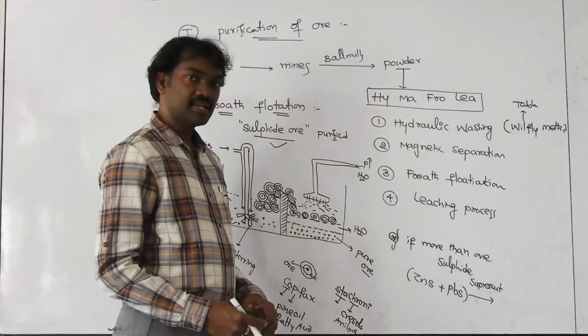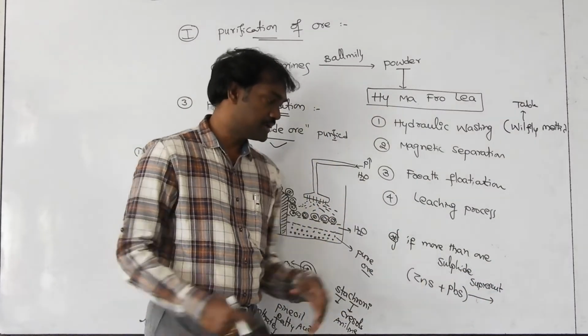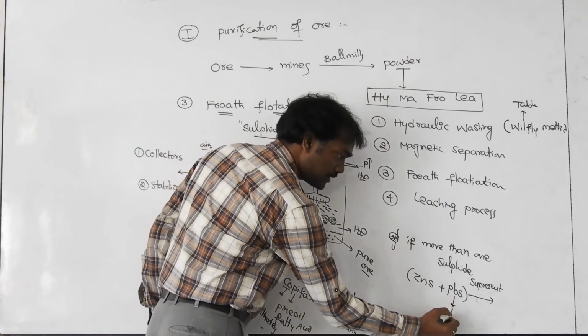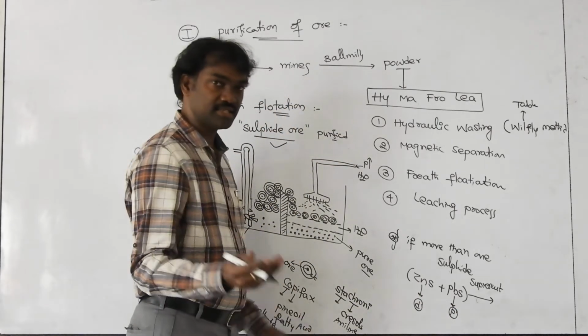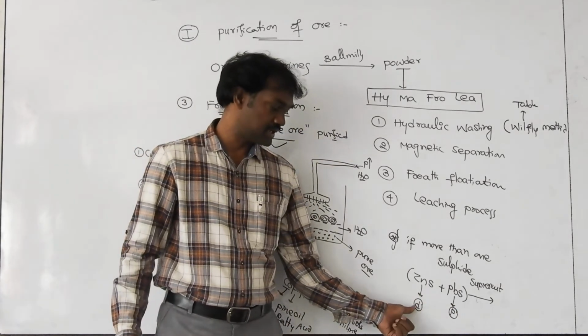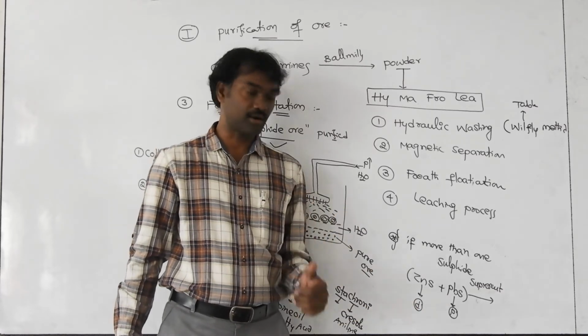See, the suppressant depends on what? The nature of the element. So lead is what? P block element. Zinc is what? D block element. What is the speciality of D block elements? They readily form complex compounds.